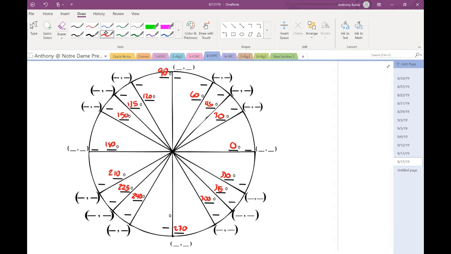Now I'm going to go ahead and convert each of these angle measures into radians, because oftentimes we might be asked for an angle measure in radians, and it's nice to have the radians on there as well. So 0 degrees is 0 radians. 30 degrees is pi over 6. 45 is pi over 4. 60 is pi over 3. 120 is 2 pi over 3. 135 is 3 pi over 4. And 150 is 5 pi over 6.